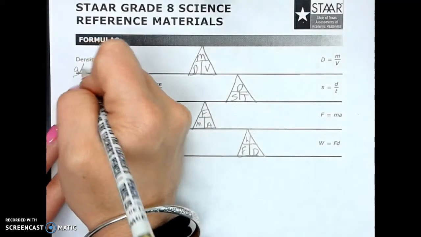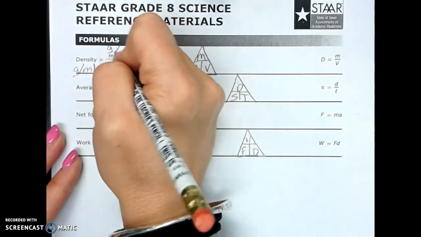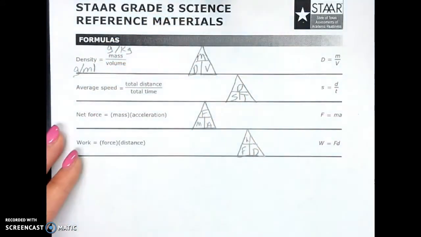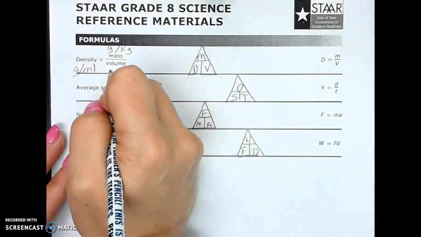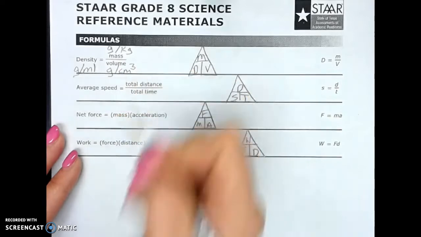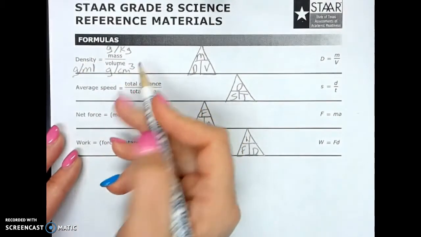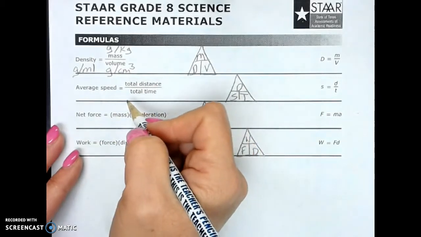Density is grams per milliliter. Mass can be in grams or kilograms. Volume is usually g per cm cubed. And so if you see any of these, you know what it's referencing. So that's why I like you to know them.